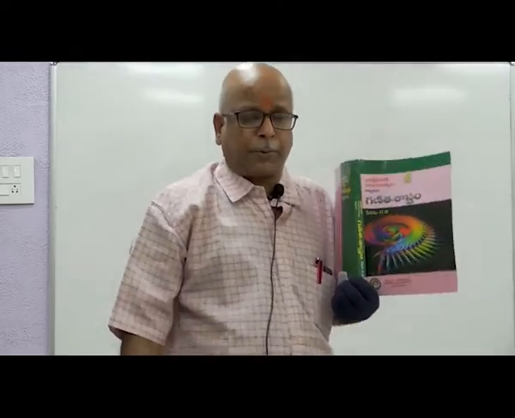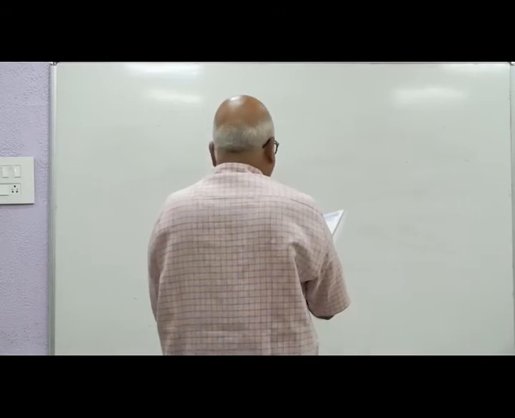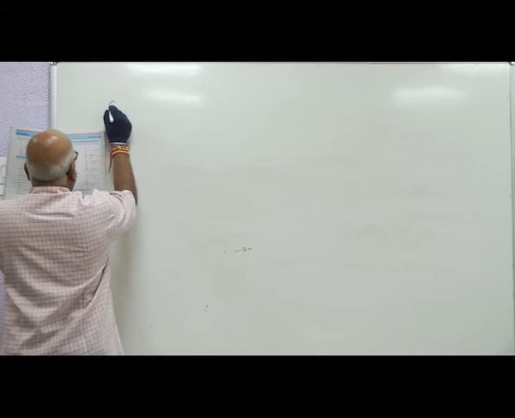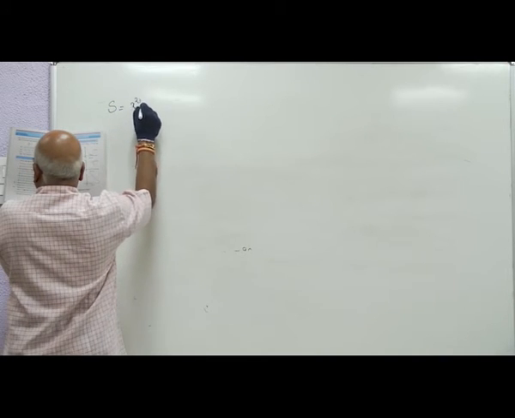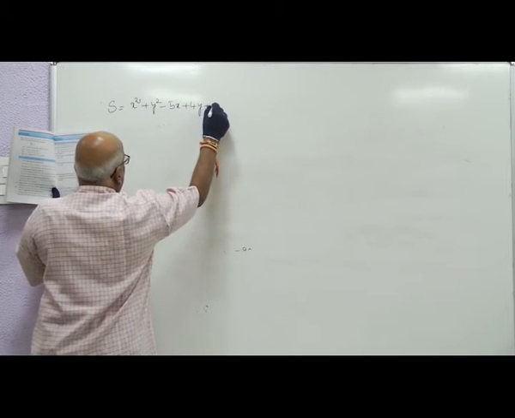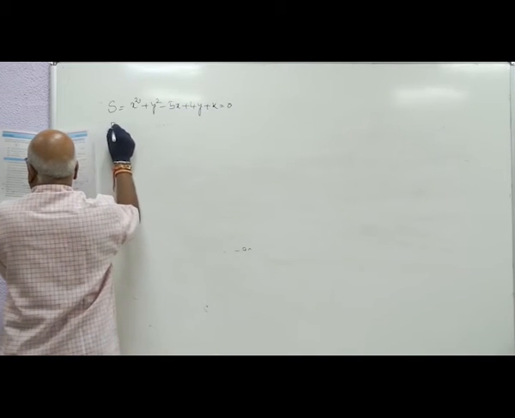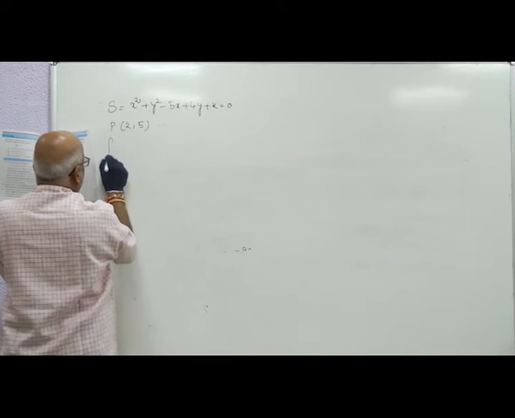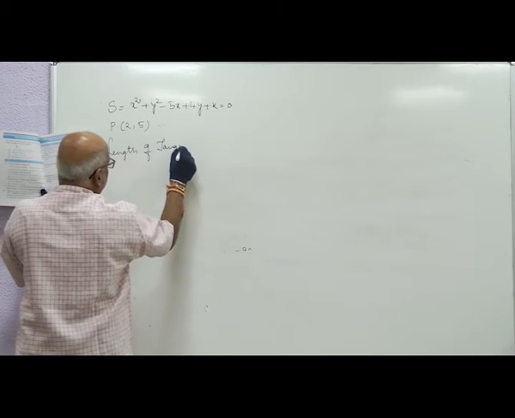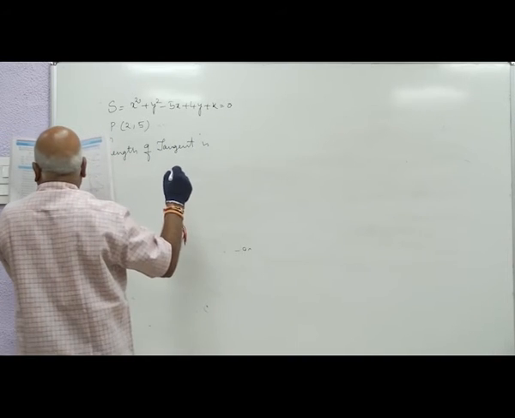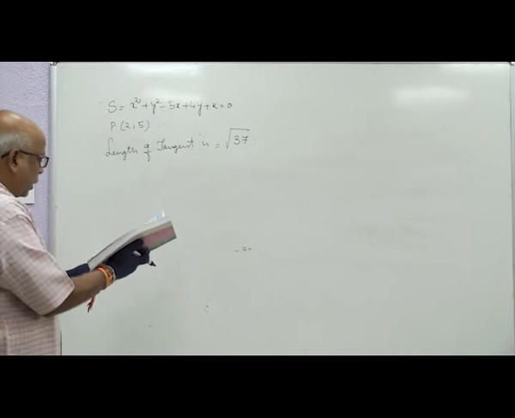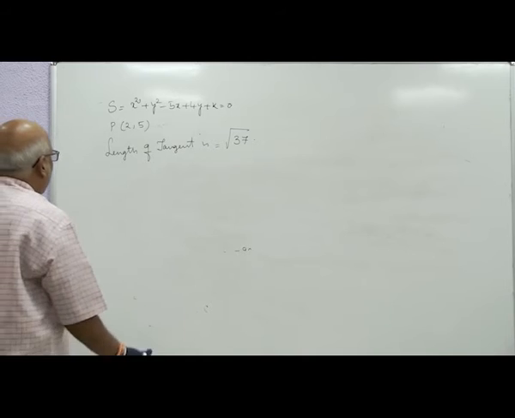Next problem of the same model, I will leave that one as homework to you. I'll write down the problem. Circle equation x square plus y square minus 5x plus 4y plus k equal to 0. Given point 2, 5. Length of tangent is root 37. Then find the value of k.